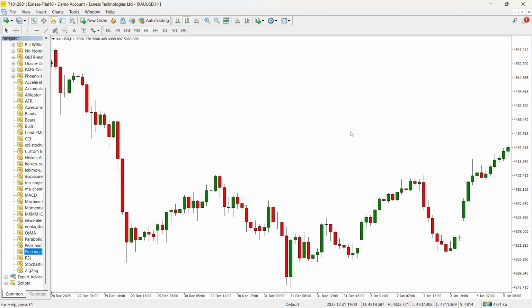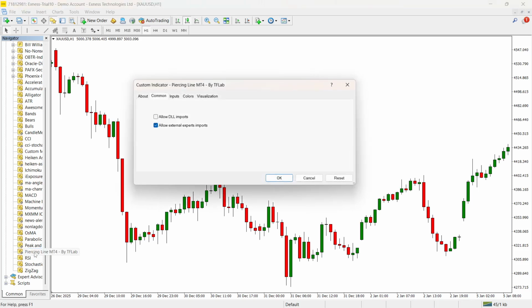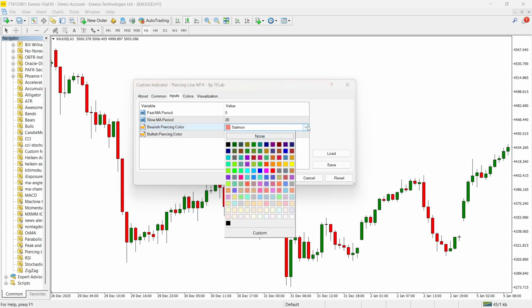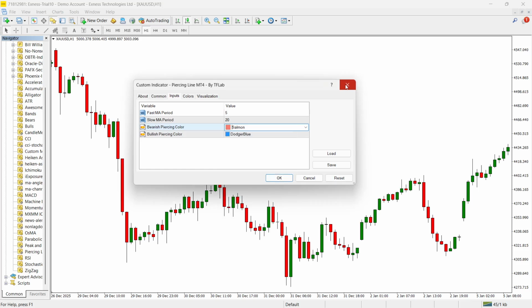The deeper the bullish candle closes into the prior bearish body, the stronger the implied reversal signal. As for the indicator settings, let's take a look. Inputs, okay, we have the fast MA period, the slow MA period. You can also choose your preferred colors for the bearish piercing color and the bullish piercing color, so it suits in better with your chosen MT4 chart theme.